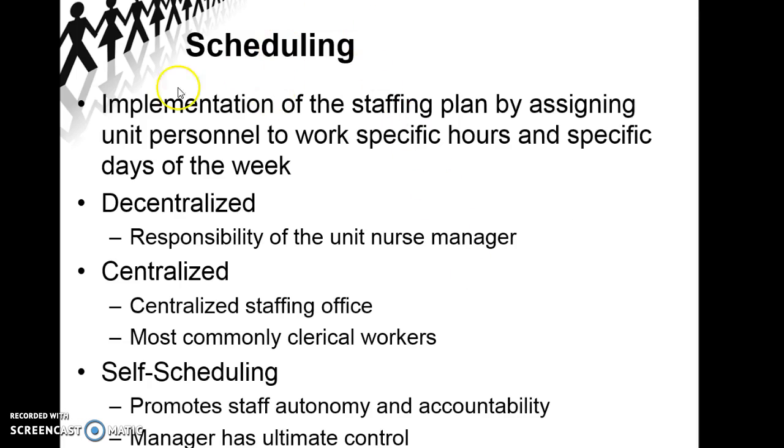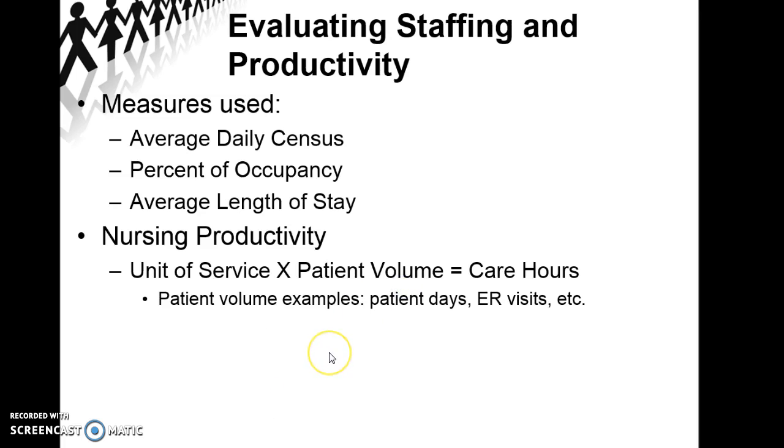Scheduling. Scheduling is defined here: the implementation of the staffing plan by assigning people to work specific hours and specific days of the week. That's its definition. Remember, sometimes the manager does it. Sometimes there's a central office. Sometimes there's self-scheduling. Just be careful when they promote self-scheduling, because if you have 8 people who want to work Wednesday and only 2 people who want to work Saturday, the manager is going to fix that to have the same amount of people on each shift that she needs.